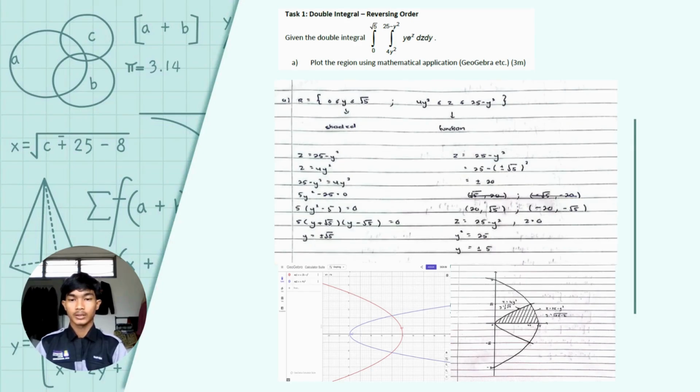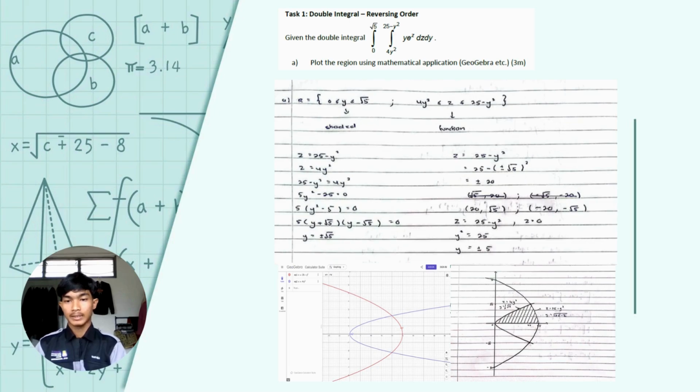The red curve shows the equation z equals 4y squared and the blue curve shows the equation z equals 25 minus y squared. And for the manual calculation, the given integral is evaluated over a region defined by the limits 0 less than or equal to y and y less than or equal to 5, and 4y squared less than or equal to z and z less than or equal to 25 minus y squared.